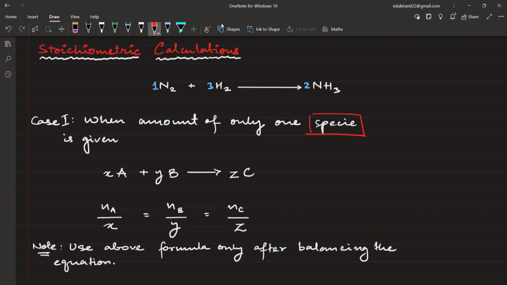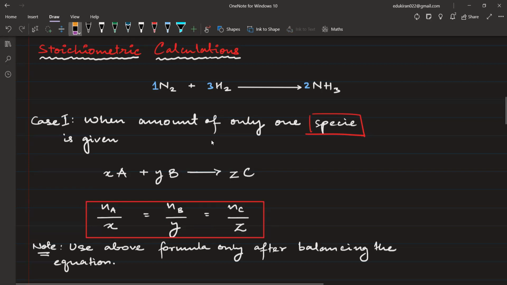What you can write about the number of moles: the number of moles of A divided by its stoichiometric coefficient will be equal to the number of moles of B divided by its stoichiometric coefficient, and the number of moles of C divided by its stoichiometric coefficient. Is this clear? Yes or no? Please tell me. Is this part clear? Yes, sir.